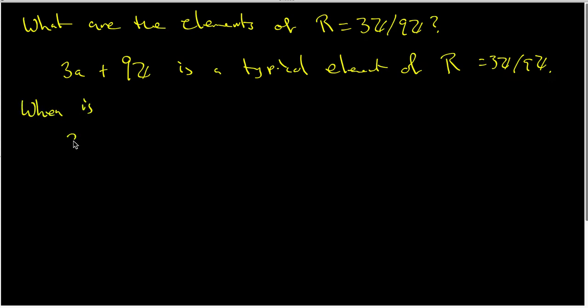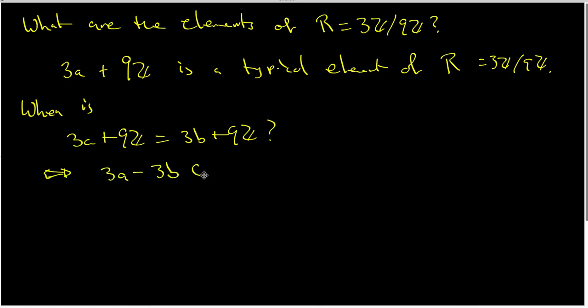When is 3a plus 9Z equal to 3b plus 9Z? Well, we know the answer to that. Two cosets are equal if and only if the difference of their representatives belongs to the ideal. So we would have 3a plus 9Z is equal to 3b plus 9Z if and only if 3a minus 3b is inside 9Z.